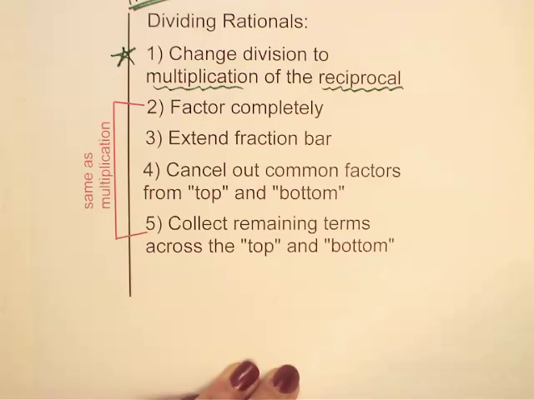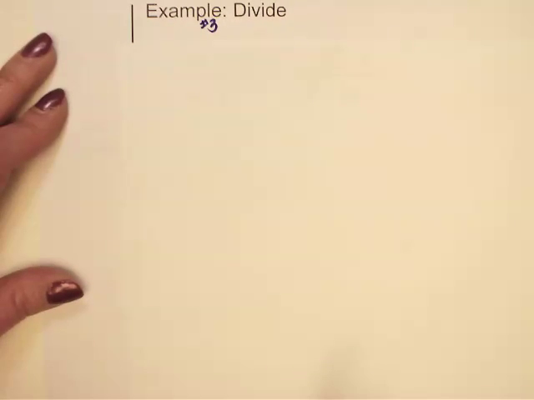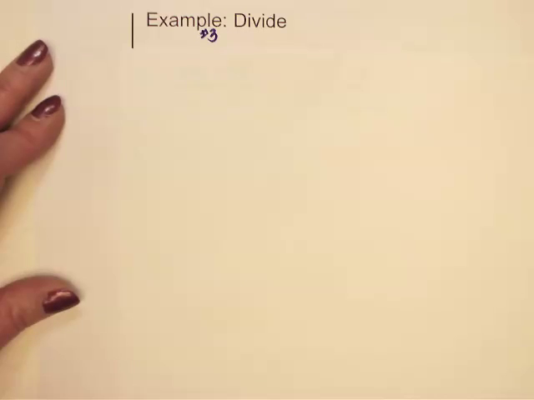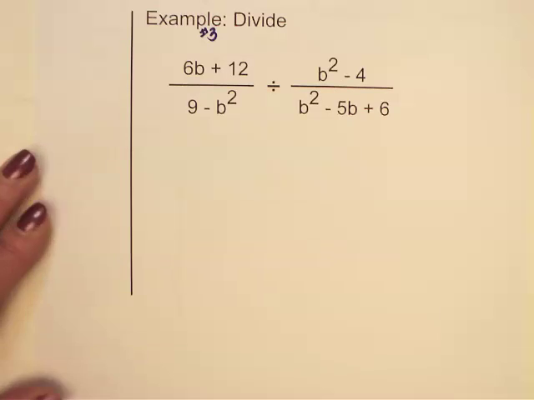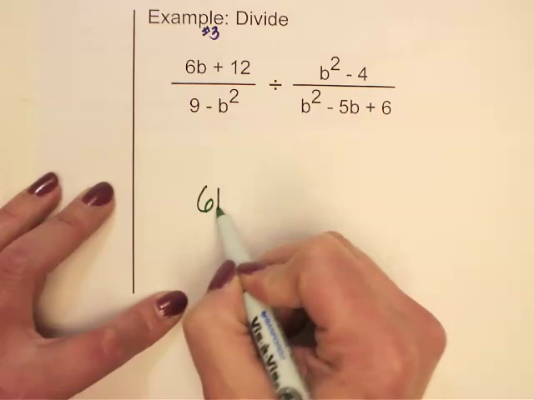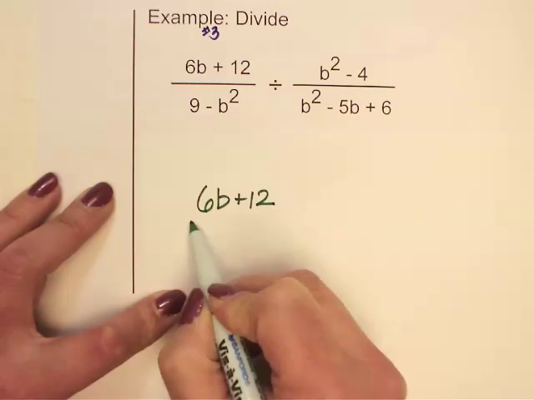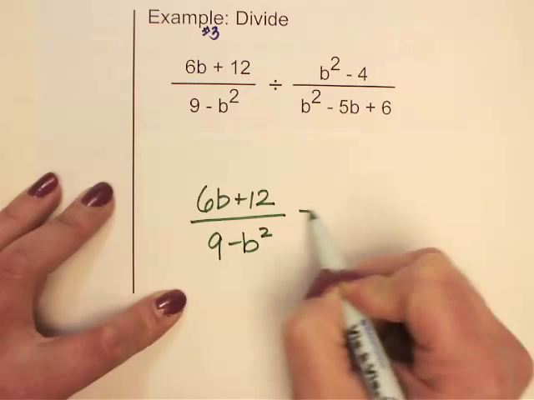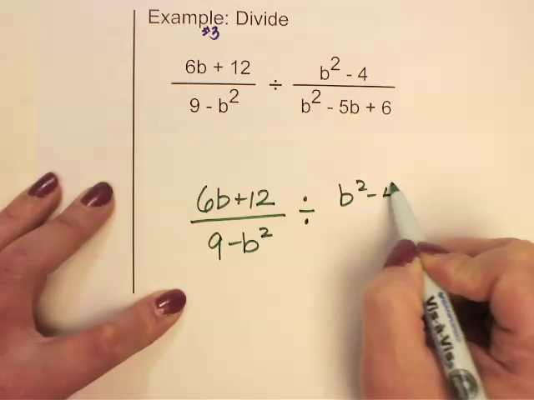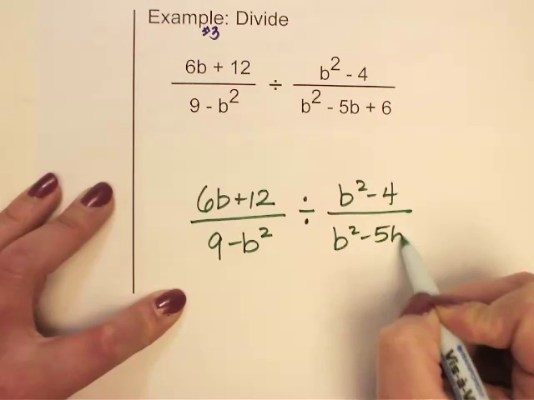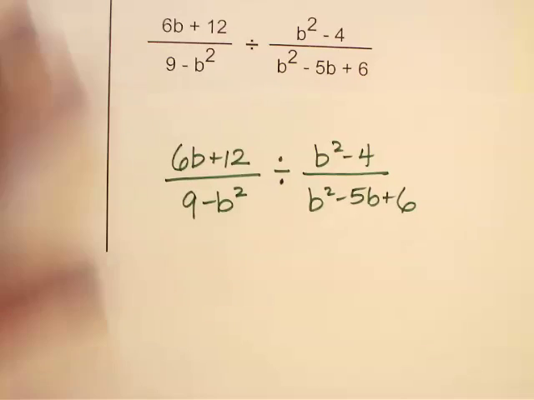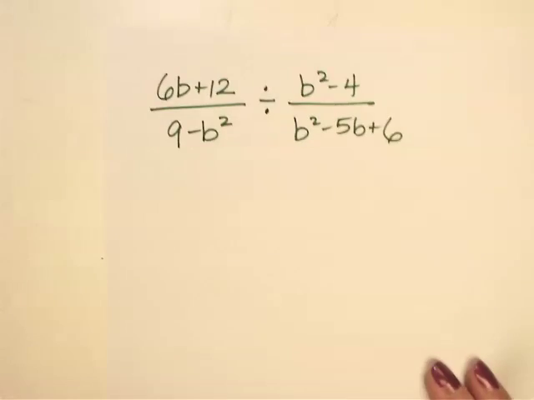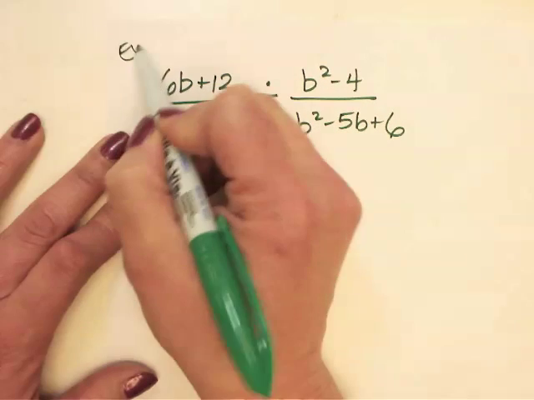So let us go ahead and give this a try right now. Okay? So this is now example number 3. We're going to go ahead and do a division. Go ahead and copy down the problem. I've got 6b plus 12 over 9 minus b squared divided by b squared minus 4 over b squared minus 5b plus 6. Okay? And we're going to go ahead and try this right now.